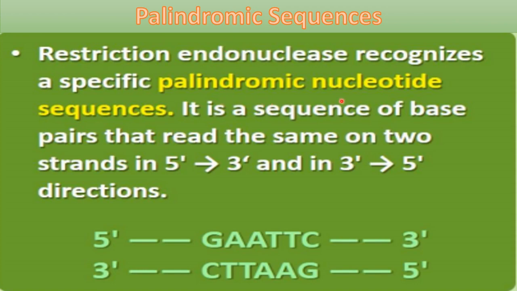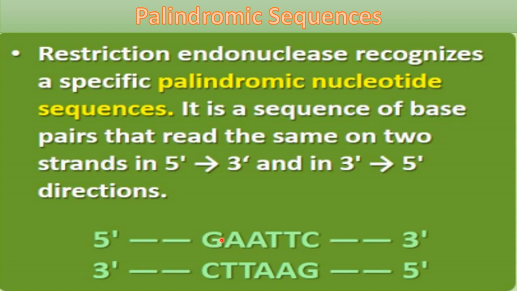Now what are these palindromic nucleotide sequences? It is a sequence of base pairs that reads the same on the two strands, because there are two strands in DNA, one having polarity 5' to 3' and the other having polarity 3' to 5'. So this sequence reads the same on the two strands, 5' to 3', or on the other strand if we are reading it from the 3' to 5' direction.